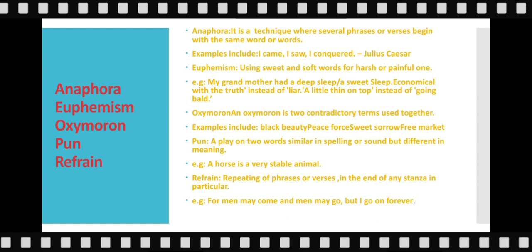Okay, so here, for example, for men may come and men may go, but I go on forever, because the brook is eternal. We people are mortal. We are not here for infinity. Okay, we are here to die. So for men may come and men may go, but I go on forever. This line has been repeated more than 10 times in that poem, the brook.